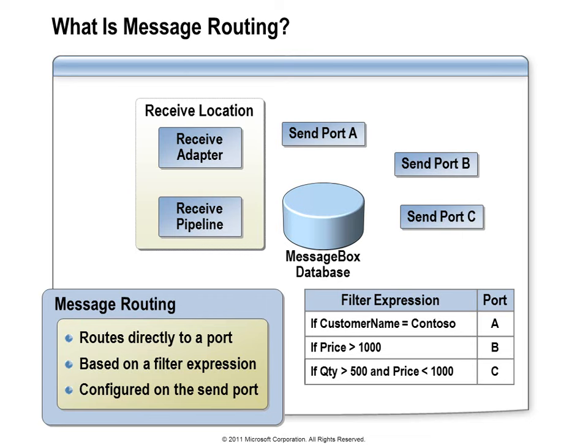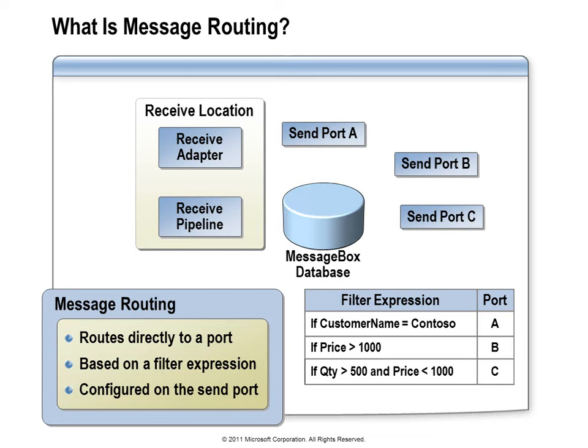Well, assuming everything is up and running, and all of these subscriptions have been registered, and our receive location is ready to receive messages, if we receive a purchase order from Contoso with a quantity greater than 500 and a price less than 1,000, then we would expect to see that this message is published to the message box, and that the BizTalk messaging engine will deliver a copy of this message to both send port A and send port C. By the way, when I say BizTalk messaging engine, you'll hear that referred to as the messaging runtime or the message agent. And that's the runtime component that interacts with the message box to coordinate all of this activity.